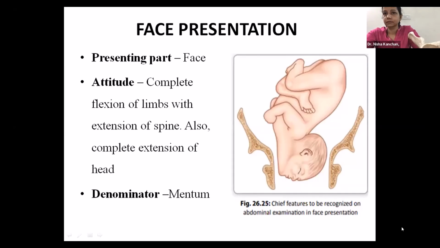Can we start screen sharing? Okay. So face presentation: longitudinal lie, attitude. There is complete flexion everywhere other than the neck. There is extension of the head, because of which when you do an abdominal examination, you will feel the presenting part as the face. The denominator here is the mentum. There are two diameters, submentopragmatic and submentovertical, which is 11.5 centimeters. Yes, next slide.